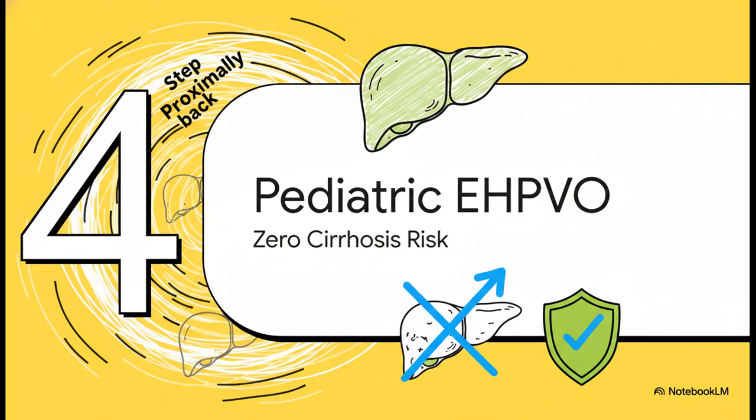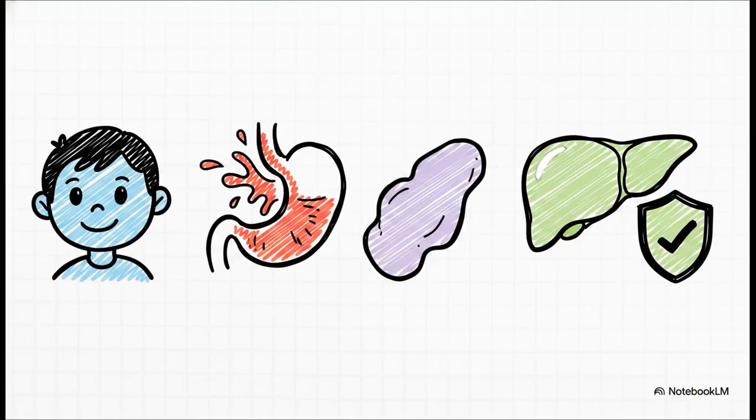Let's step proximally back to the first-order portal vein for Section 4, EHPVO in pediatric populations. We're shifting from a lethal, cirrhotic pathway to a disease with zero risk of cirrhosis. Extrahepatic portal vein occlusion, or EHPVO, is characterized by a core identifying triad, a 3 to 8-year-old child presenting with a massive upper GI bleed and massive splenomegaly. It's especially common in the Asian context and is predominantly caused by early childhood umbilical sepsis and occasionally a prothrombotic state.